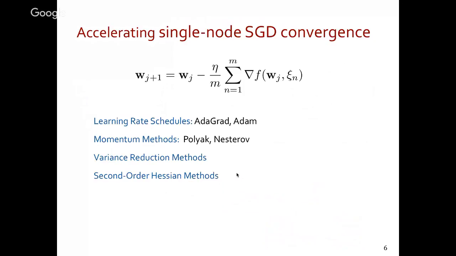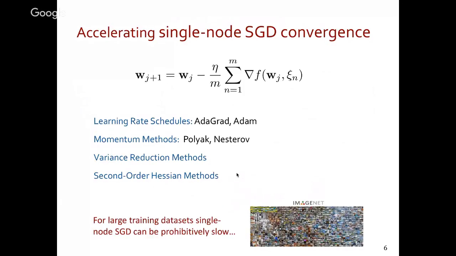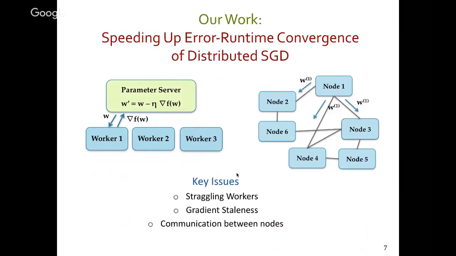However, today we have enormous training data sets. For example, ImageNet has 3 million something images, and training a model with such large data sets at a single node is almost impossible. So it has become imperative to scale SGD algorithms to a system of many computing nodes. And that is the focus of our work. Our aim is to improve the convergence of SGD when it is run in a distributed manner.